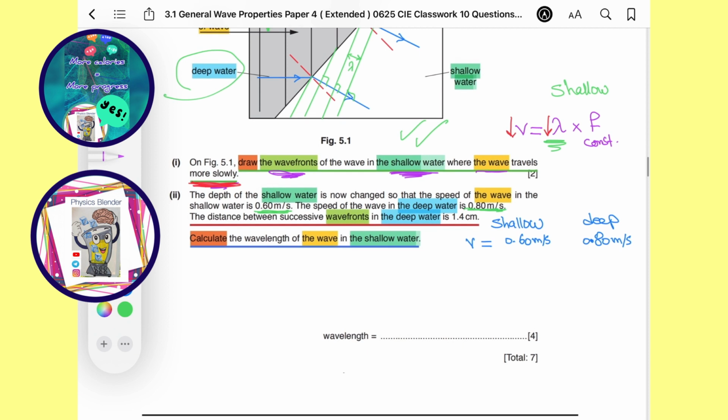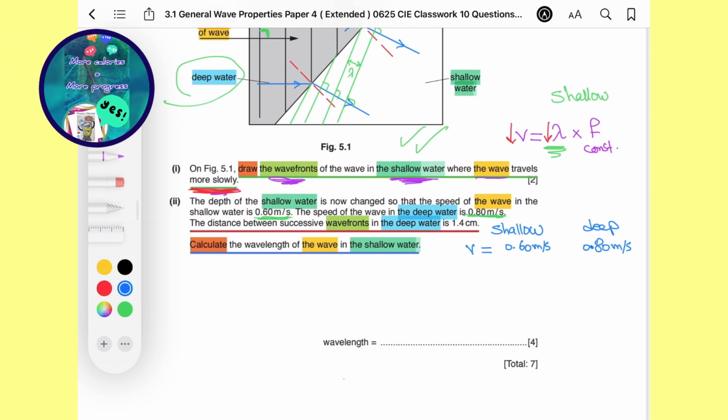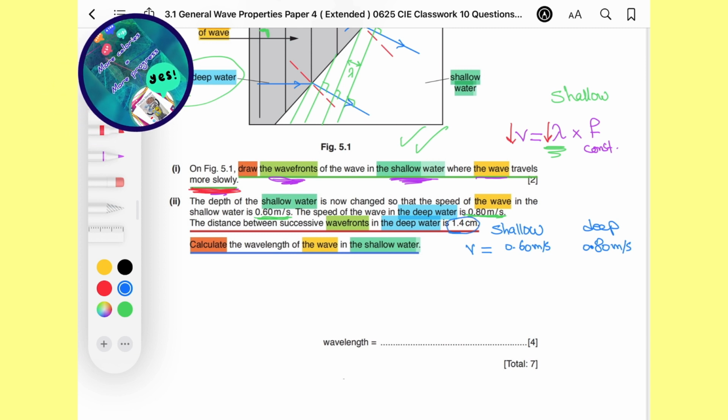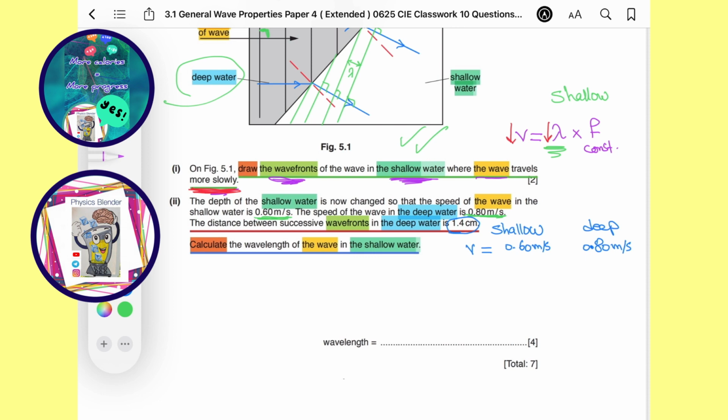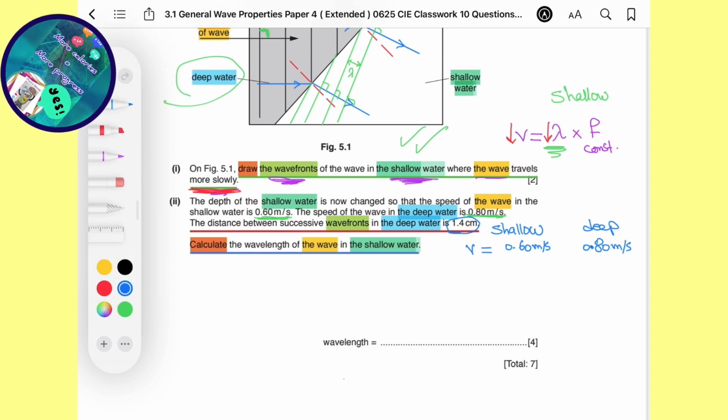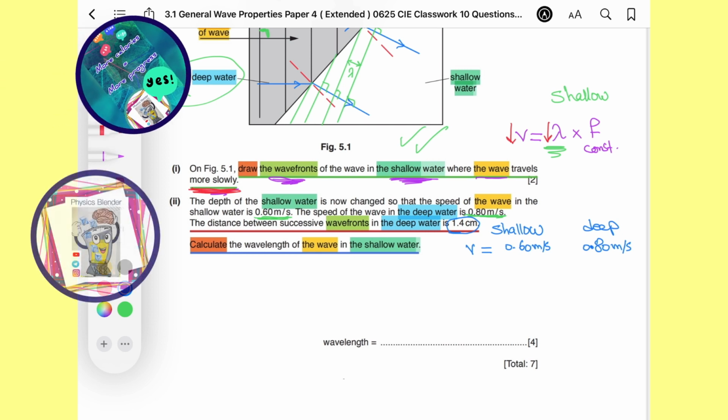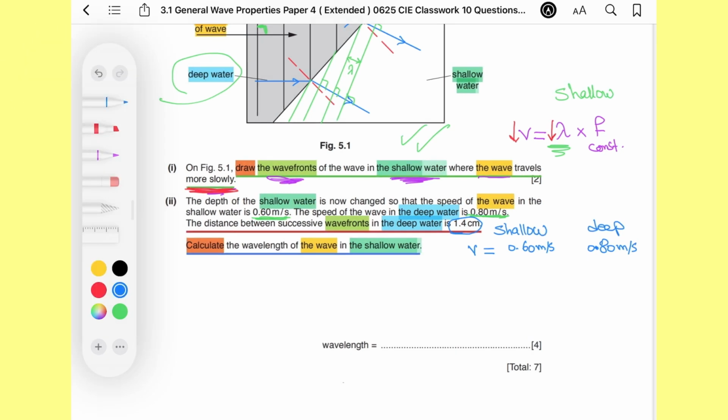What do you know about deep water? You know the speed and you know the wavelength. But this wavelength is in centimeters, so you have to check you have consistent units. The wavelength for deep water is 1.4 centimeters. You have to convert from centimeters to meters, so divide by 100 or multiply by 10 to the power of -2. So it will be 0.014 meters. Is it clear?